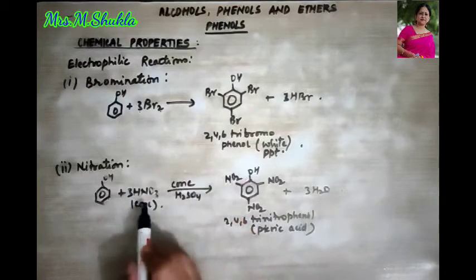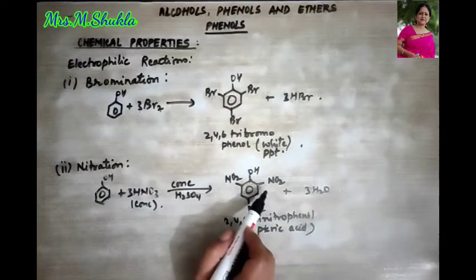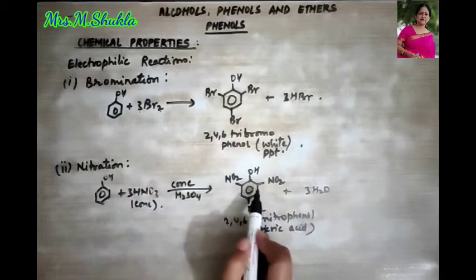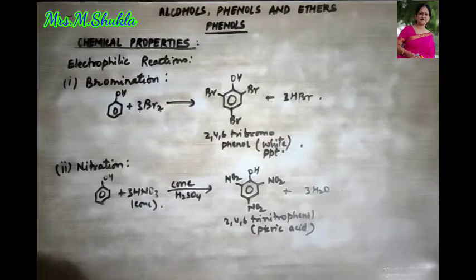But with dilute HNO3, it only gives the ortho and the para products. But with concentrated HNO3, it is going to give you 2,4,6-trinitrophenol.